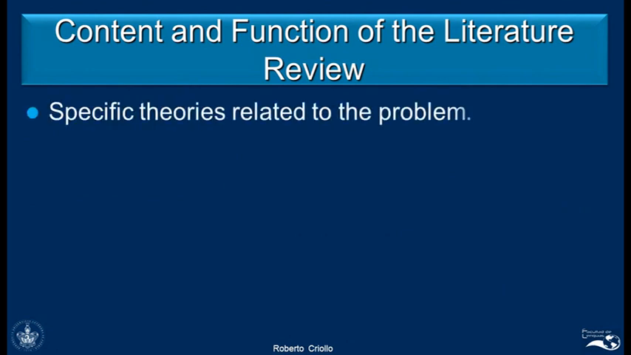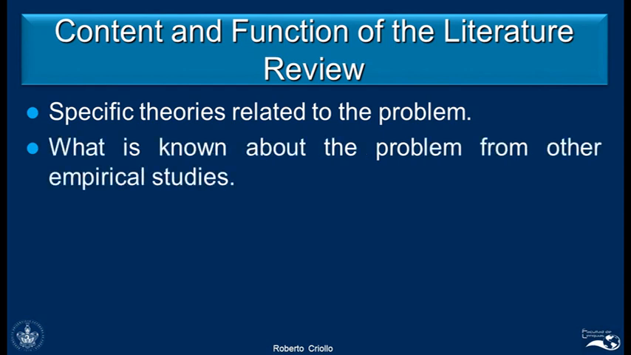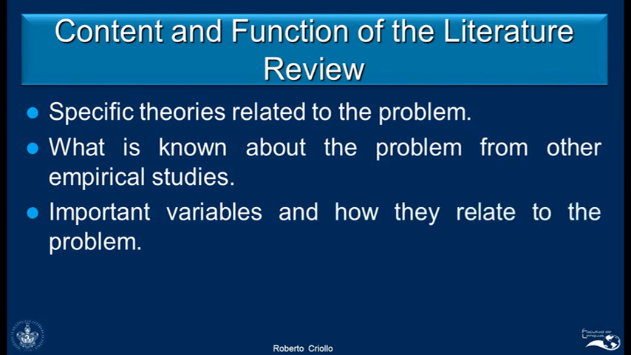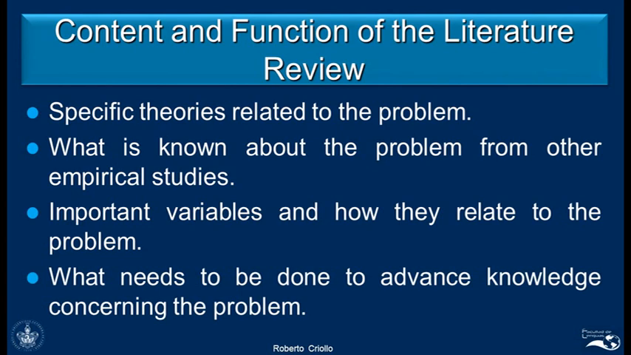So, what exactly do we include in a literature review? First of all, of course, you need to include all of the specific theories related to the problem that is stated in a research. And secondly, whatever is known about the problem from other empirical field studies. And of course, we should also talk about the important variables that we're mentioning in our research and how they relate to the main problem. Finally, we should provide a good explanation of what needs to be done in order to advance knowledge concerning the problem. So the theory is for us to take research further, to explain things, but also to propose new things.